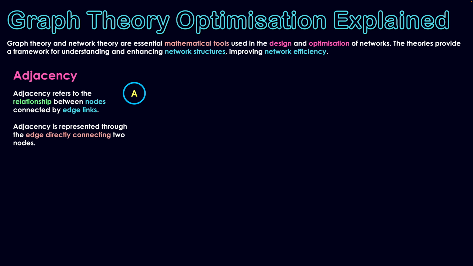So here I have node A and it is adjacent to node B. And on that line, we would state the relationship. What is the relationship between these two nodes? And then from node B, it has an adjacent relationship to node C. And once again, there would be a relationship there.